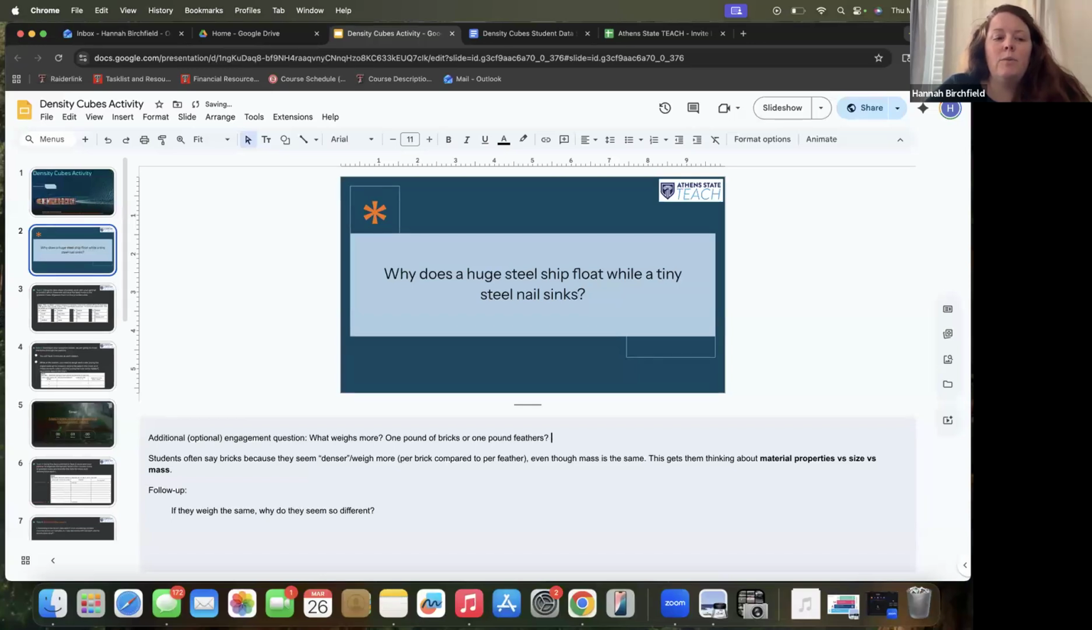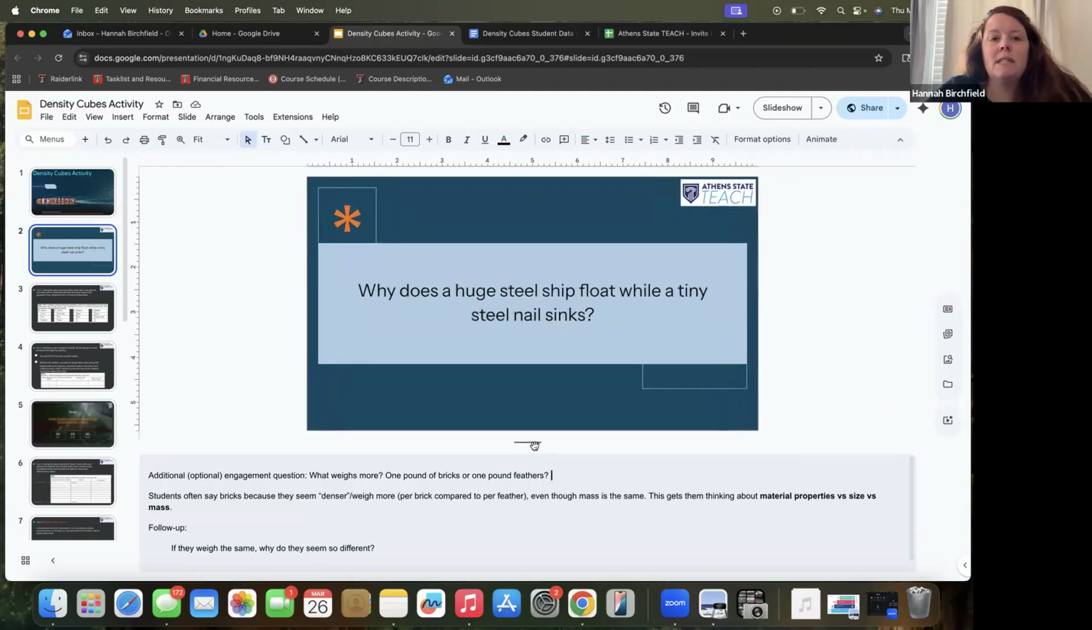The follow-up would be that students often say bricks because they seem denser or they weigh more per brick compared to per feather, even though mass is the same. This gets them thinking about material properties versus size versus mass. You could also say if they weigh the same, why do they seem so different? It gets your students thinking more about the volume of the object. Even with a steel ship and a tiny steel nail, the volume is two totally different things. The weight is two totally different things. And then how those two variables interact to create the density obviously affects how it's going to float.